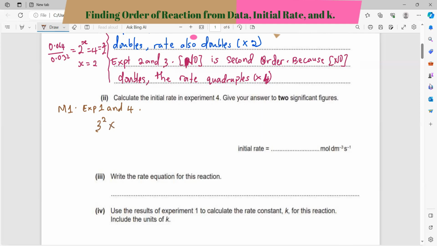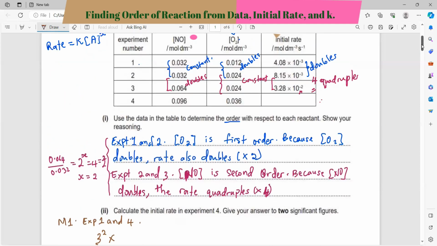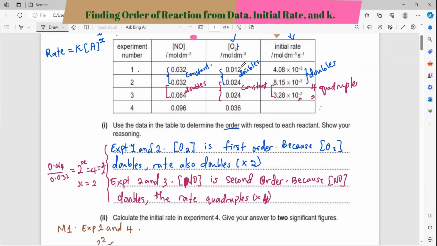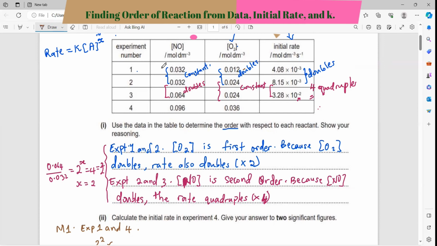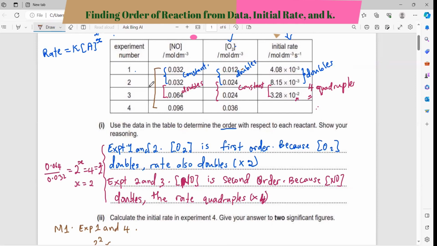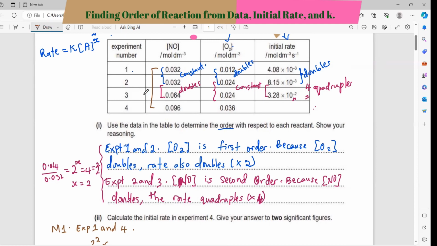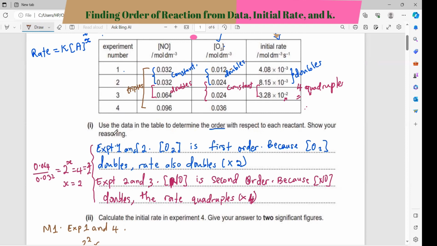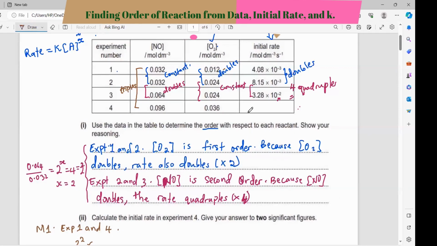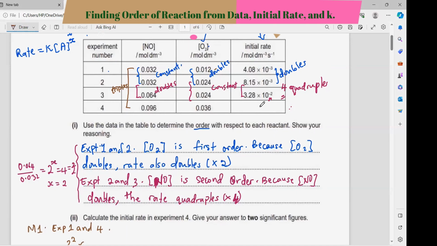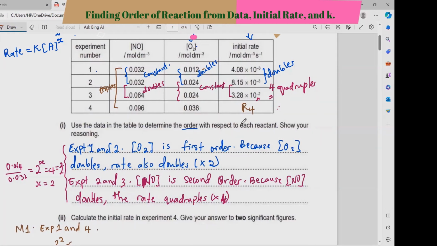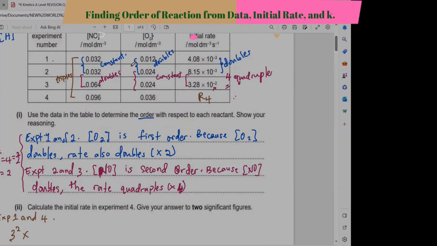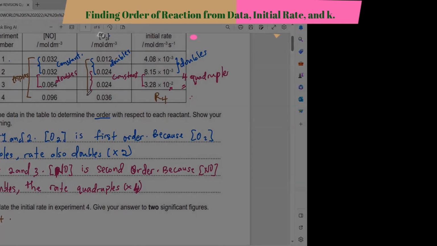It multiplies. What about the concentration of oxygen 1 and 3? 0.036 divided by 0.012. So if I'm using this, that will be triples, right? And so I can call this my R4. Yep, I can call that my R4. So it triples. And what about it? This also triples, right? It also triples.